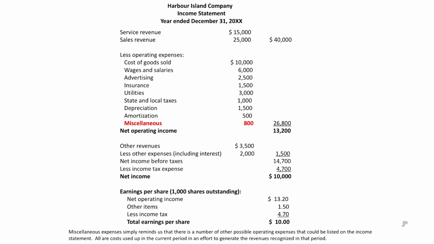Miscellaneous expenses simply reminds us that there are a number of other possible operating expenses that could be listed on the income statement. All are costs used up in the current period in an effort to generate the revenues recognized in that period.